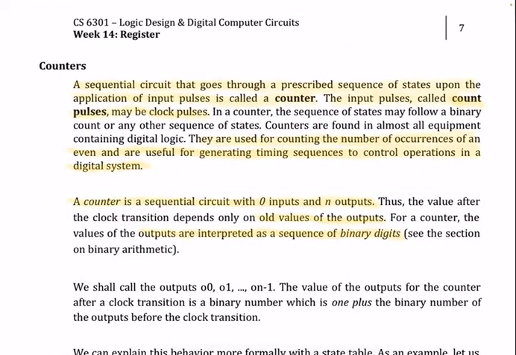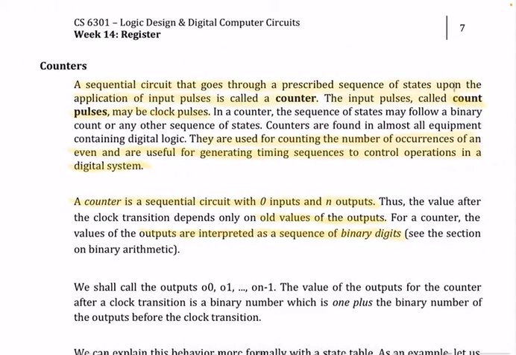Yung counters, a sequential circuit that goes to a prescribed sequence of states upon the application of input pulses is called a counter. Siya ay sequential circuit, which prescribe a sequence of states. So, ibig sabihin, nire-record yung mga pagbabago ng state niya depende sa input na pulse, doon sa clock pulse. So the input pulse is called the count pulse, may be clock pulses. In a counter, the sequence of states may follow binary count or any other sequence of states.